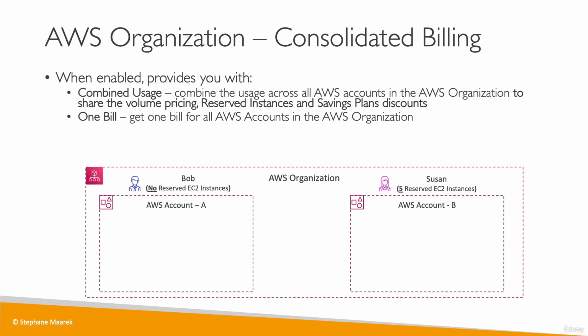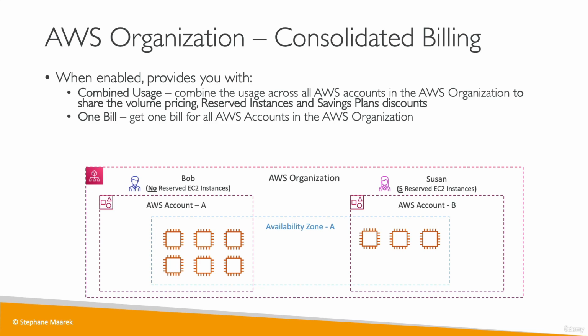So let's take an example of reserved instance sharing. We have an organization with 2 accounts, and in the first one, account A, there are no reserved instances. And in account B, there are 5 reserved EC2 instances. Now let's assume that we are within one AZ, because reserved instances are at the AZ level, and we have 9 EC2 instances. As you can see, 3 are launched in account B, and 6 are launched in account A.